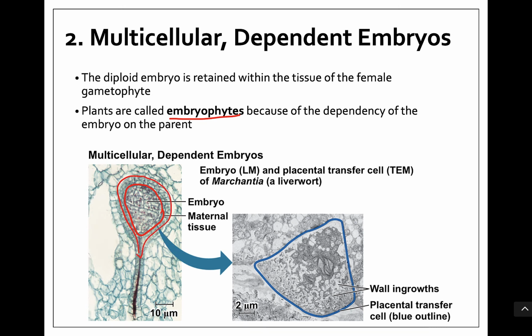And this is adaptive in several ways because it allows for the parent tissue to help protect the budding embryo from the environment. It allows the parent to provide nutrients like sugars and food, and sometimes even have a placental transfer that helps to ensure this transfer of nutrients.